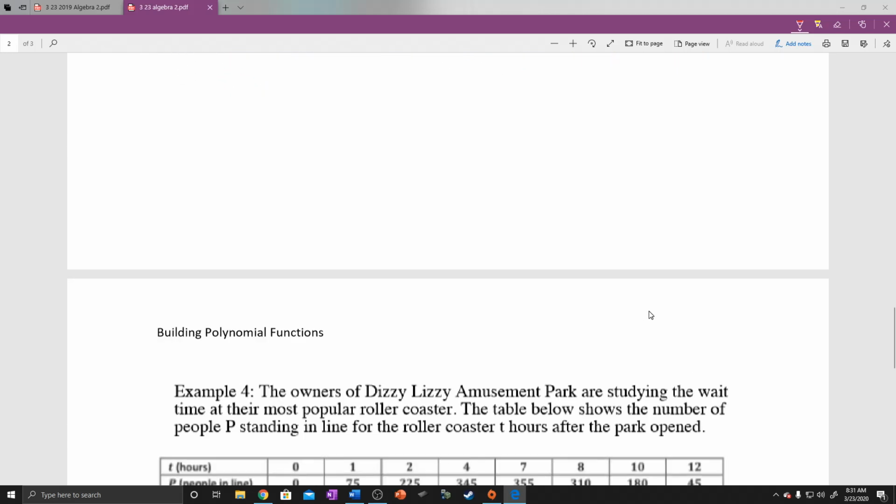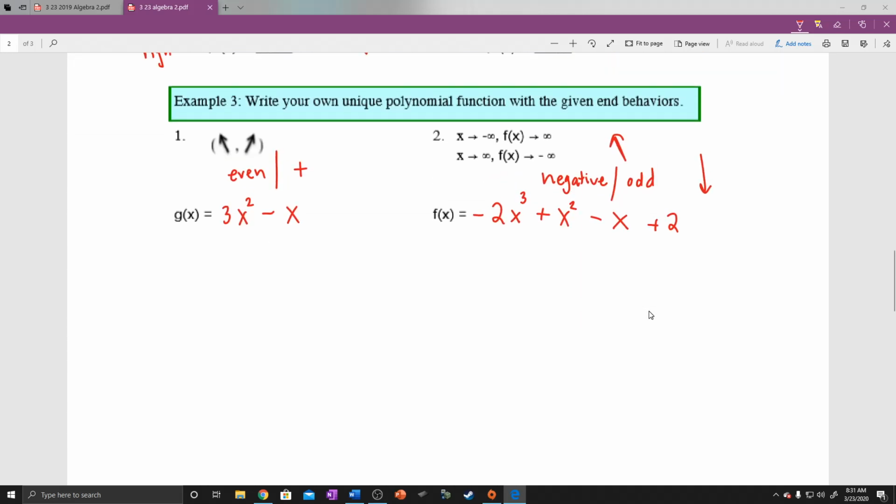And these other examples are going to have to wait because I need to instruct you guys how to use Desmos because we don't have access to graphing calculators.